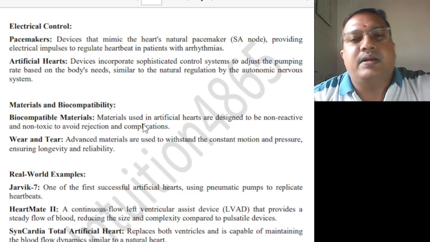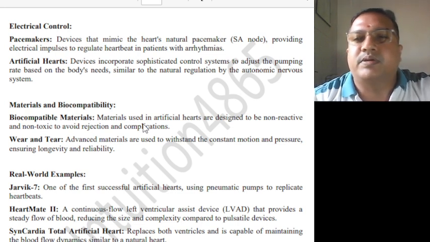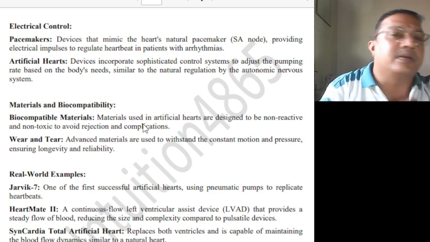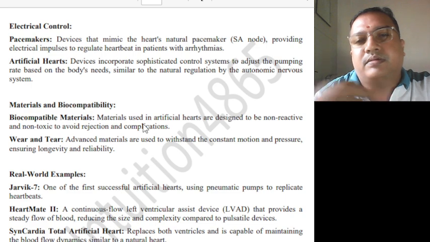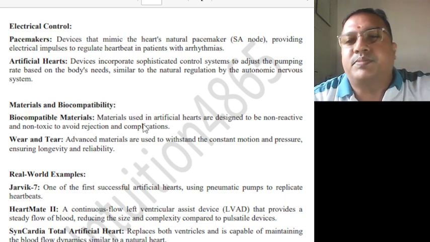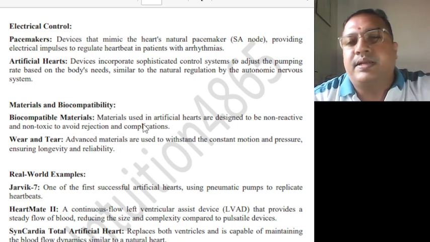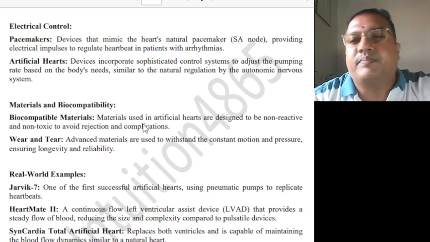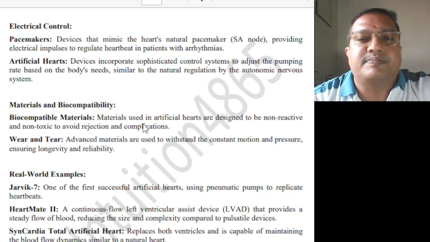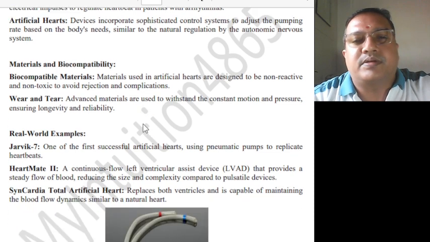Electrical controller: devices that mimic the heart's natural pacemaker, the SA node, provide electrical impulses to regulate the heartbeat in patients with arrhythmias. Artificial heart devices incorporate sophisticated control systems to adjust the pumping rate based on the body's needs, similar to the natural regulation by the autonomic nervous system. That is electrical control.